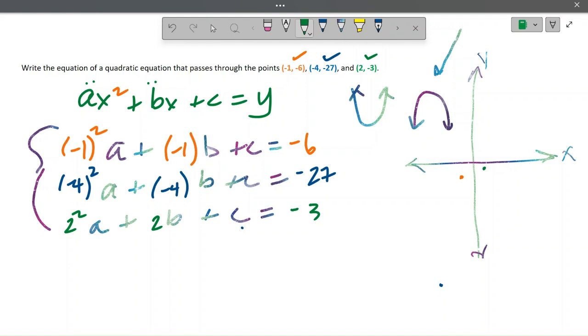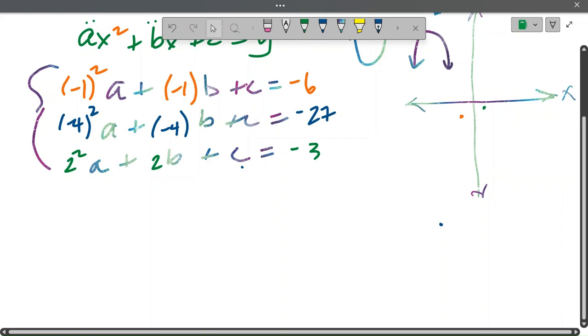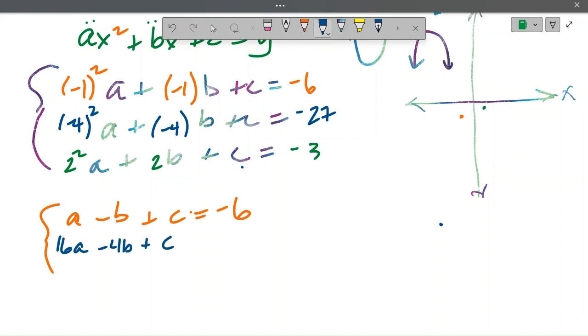And now we're going to go ahead and simplify this. I'm going to make a little more room on our screen. We're going to start with our first equation, and we're just going to get rid of all the exponents and make sure our signs are correct. So we're going to have -1 squared is 1. 1 times a is a, plus -1 times b, which is -1b, plus c, and that equals -6. For our second equation, -4 squared, so the negative is squared here, is 16 times a, 16a, minus 4b, plus c, equals -27.